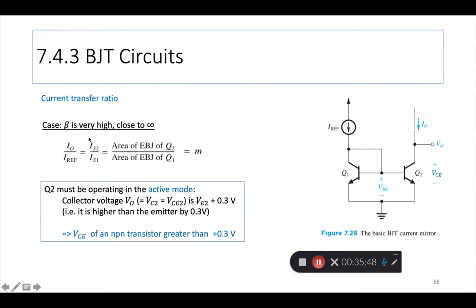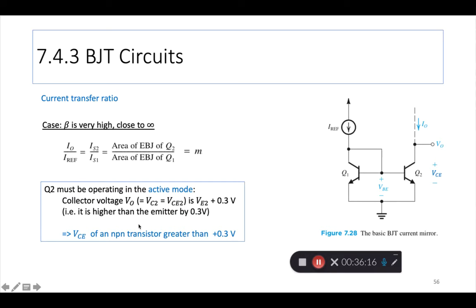And in the middle, we also introduce IS2, IS1, which I'm sure you all know what it means, so I don't have to tell you again. But IO by I reference is also sometimes shown as M, or the current transfer ratio, or the current gain. Now, this formula looks a lot like the NMOS case, and I think you can understand this without me having to talk too much about it.